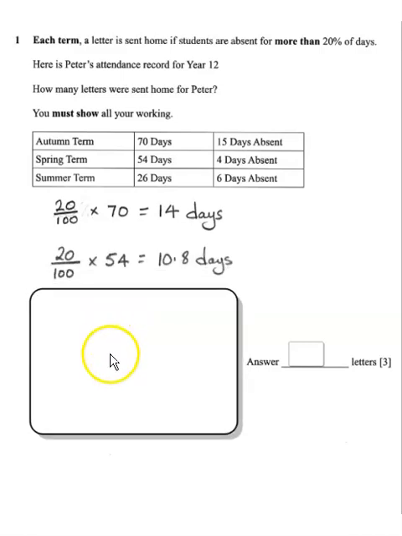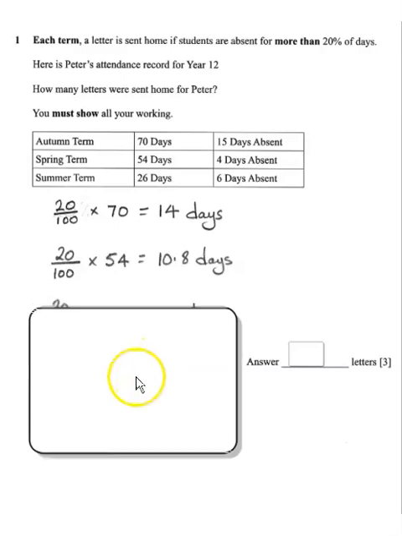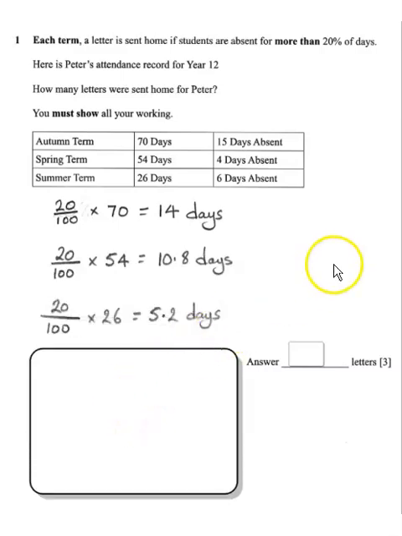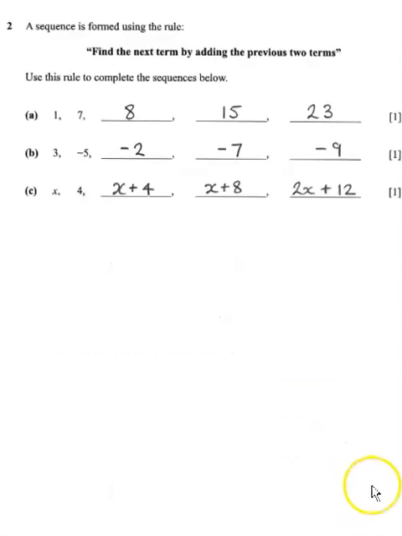The next one we look at is 20% of 54, and we find out that that is 10.8 days. He had 4 days absent then, so that was under the 20%, so he doesn't get a letter sent home at that point. And the last one is 20% of 26, which is 5.2 days, and you can see he was off for 6 days, so he was above the 20%, which meant that he got 2 letters sent home.